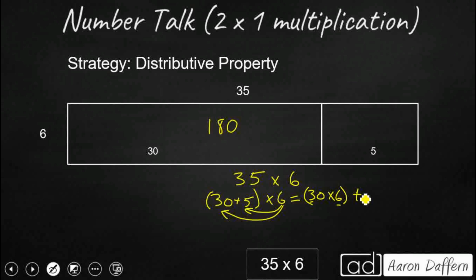And then we are going to get this 5 that's left over here on the right. We're going to get that times 6. That's going to be an extra 30. So 180 and 30, once again, 210.